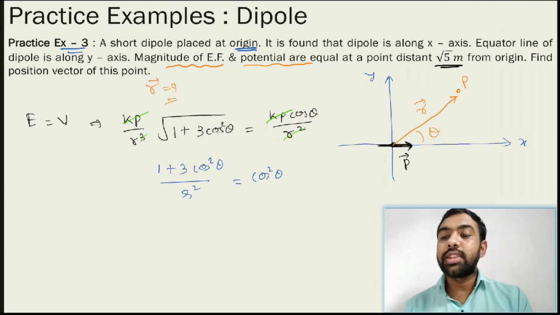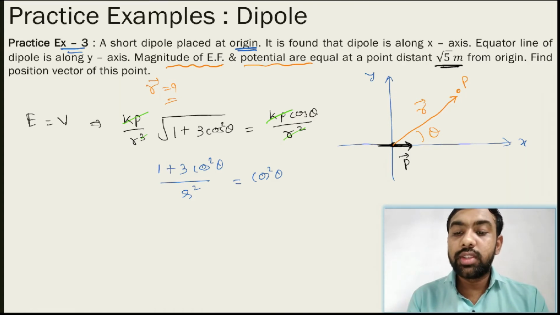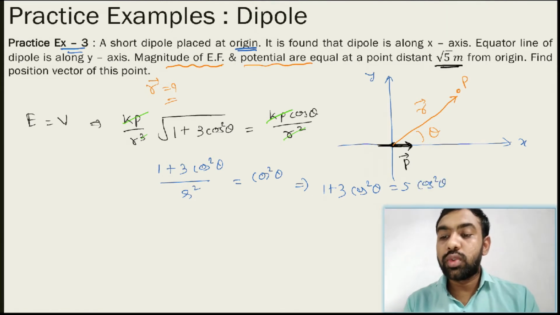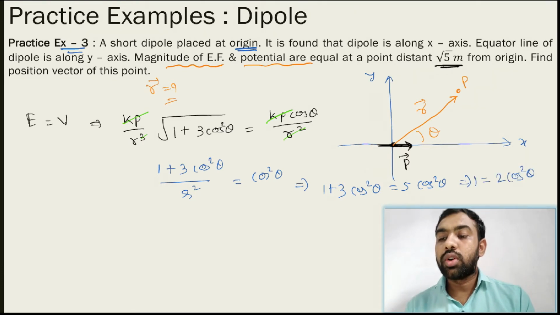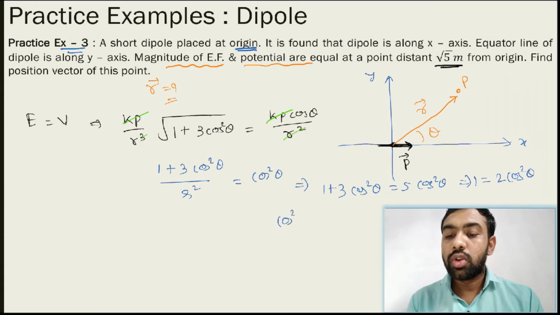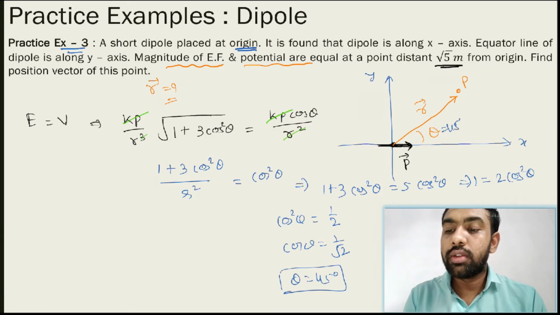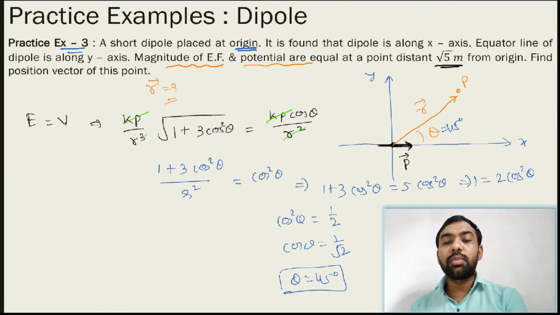R is equal to root 5, so R square is equal to 5. So 1 plus 3 cos square theta is equal to 5 cos square theta. So 3 minus 5 gives 2 cos square theta, which means 1 is equal to 2 cos square theta. From this, cos square theta is equal to 1 by 2. It means cos theta is equal to 1 by root 2, which means theta is equal to 45 degree. Theta is 45 degree here.